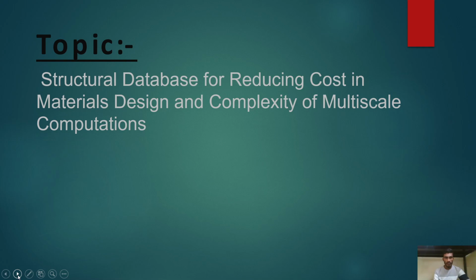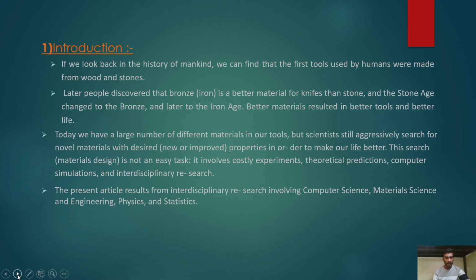We are discussing the topic of a structural database for reducing cost in materials design and complexity of multi-scale computations. Introduction. If we look back in the history of mankind, we can find that the first tools used by humans were made from wood and stones. Later, people discovered that bronze is a better material for a knife than stone, and the Stone Age changed to the Bronze Age and later to the Iron Age.